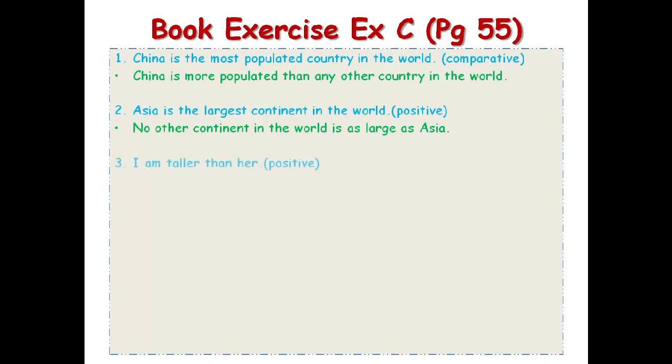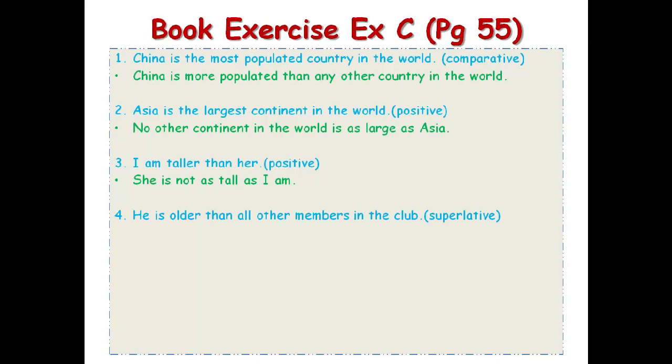Number 3. I am taller than her. So I'm comparing myself to another girl and I'm saying I am taller than her. So use the positive degree. Now positive degree of taller is tall. So I can say she is not as tall as I am. If I say she is not as tall as I am, that means what? That she is shorter than me. So I am taller. So the meaning stays the same.